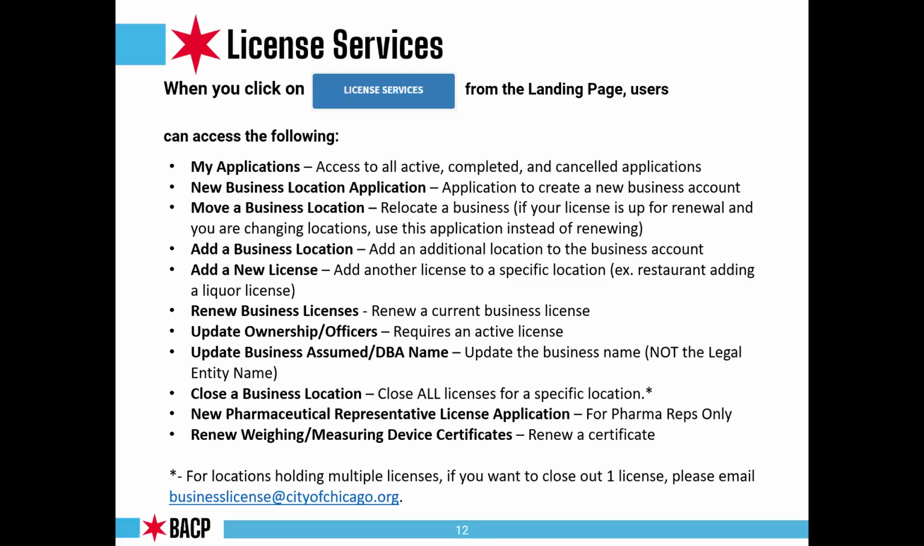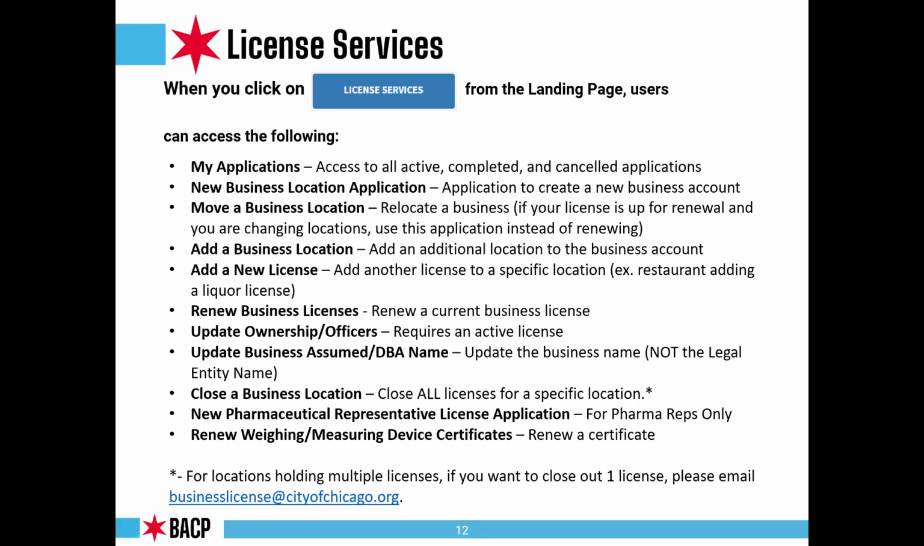Close a business location closes all licenses for a specific location. So in an example like a restaurant that has a liquor license, if you're just closing your liquor license, contact us at businesslicense@cityofchicago.org so that we can cancel the one license instead of canceling out the whole location, and then none of your licenses would be active. New pharmaceutical representative license application is for pharma reps only who are working in the city of Chicago.